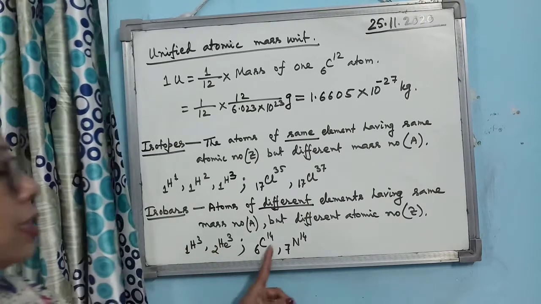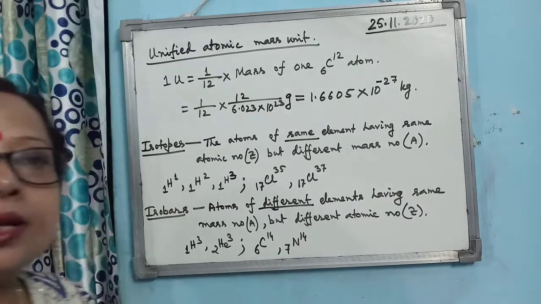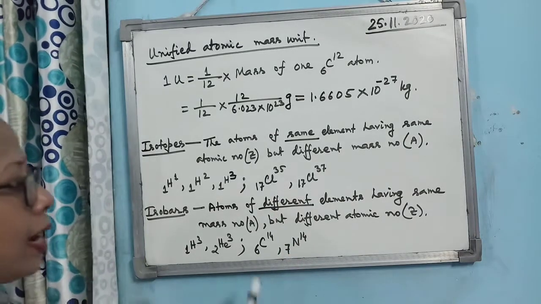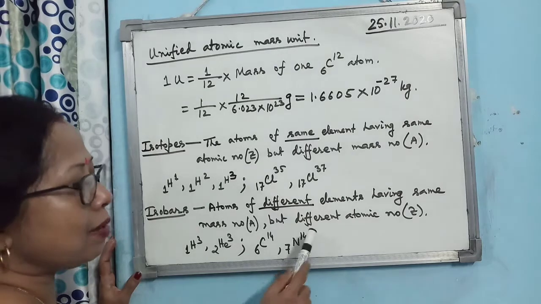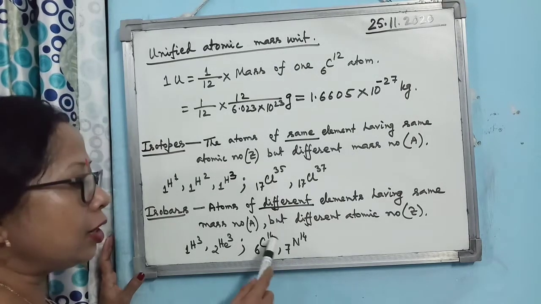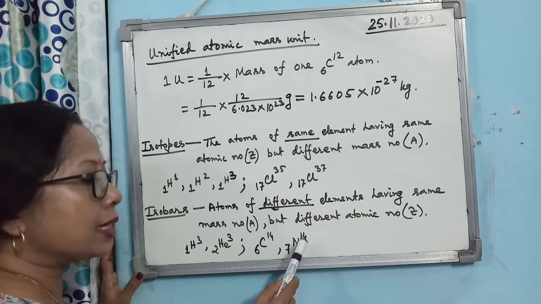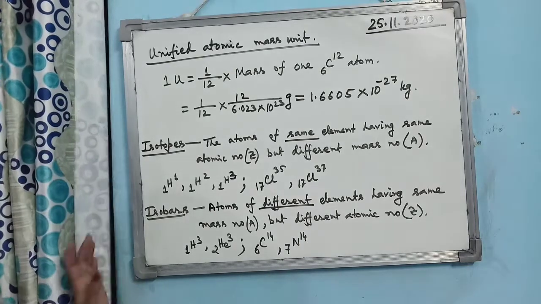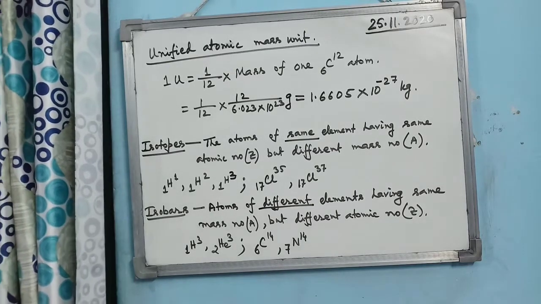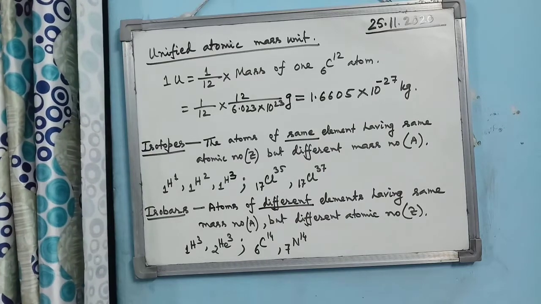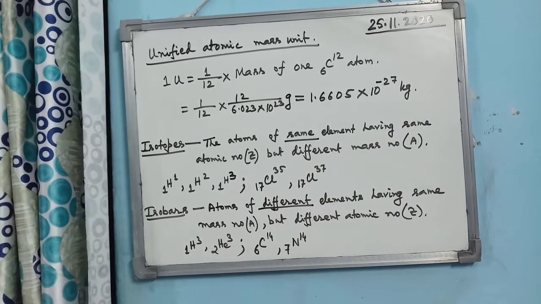Like that, 6C14 and 7N14 are examples of isobars. Why? Because they have the same number of nucleons, that is 14, but this carbon has 6 protons, whereas nitrogen has 7 protons. Okay, so you must learn all these easy topics and try to remember them also.